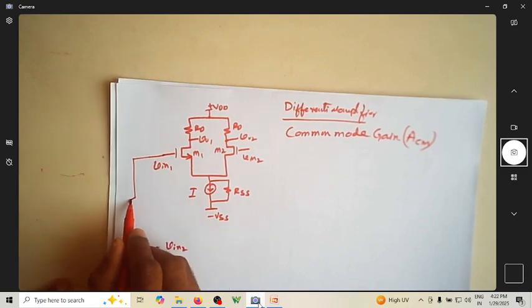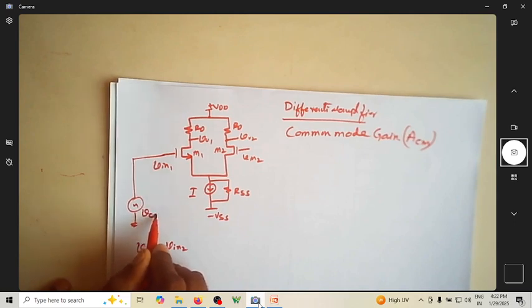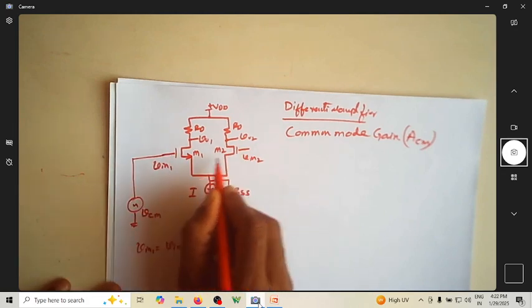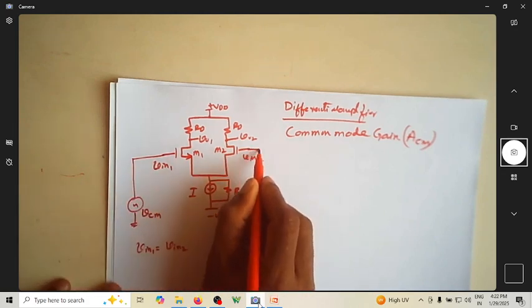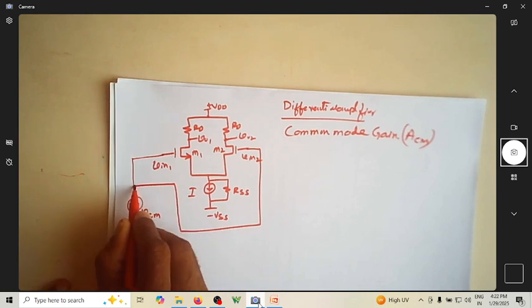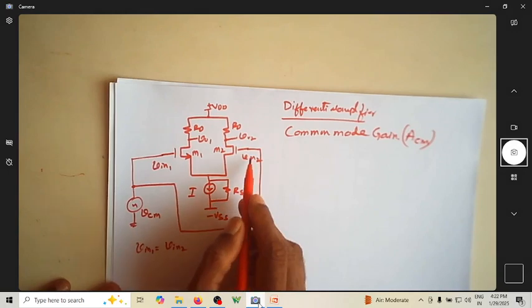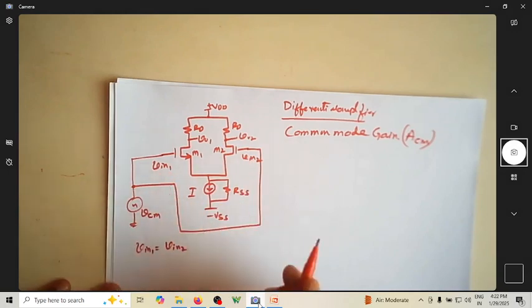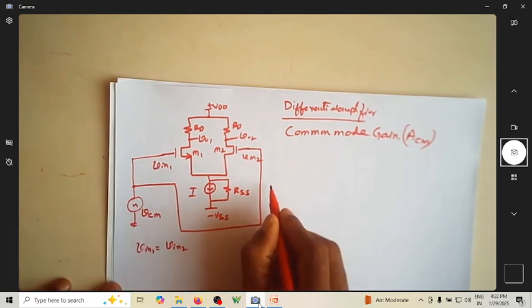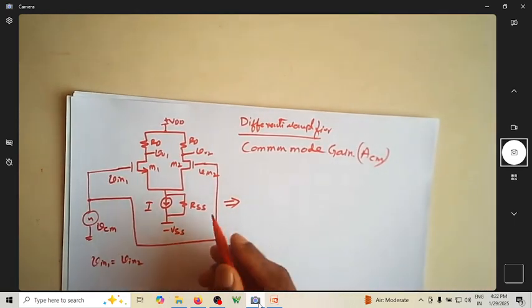So I will apply an input voltage which I'll call VCM, common mode voltage, to Vin1 as well as to Vin2. I'll take this pin and connect it to this one also. So the same input is going to both Vin1 and Vin2. Now let us try to understand how this is going to work. We will first write its AC equivalent.